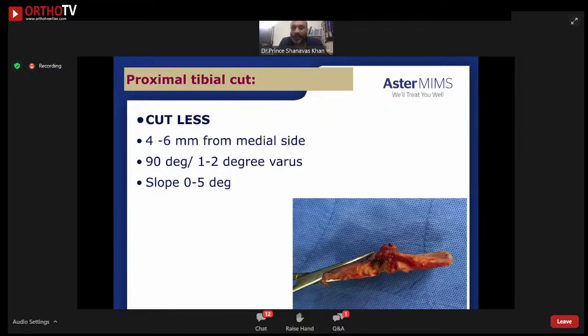So make sure that you cut less, and it is ideal to cut 4 to 6 millimeters from the medial tibial plateau. Another thing is to always cut at 90 degrees to the mechanical or anatomical axis. If you cut more than 2 degrees of varus, there's a high chance that your femoral component will go into internal rotation, which you will come to understand in later slides.